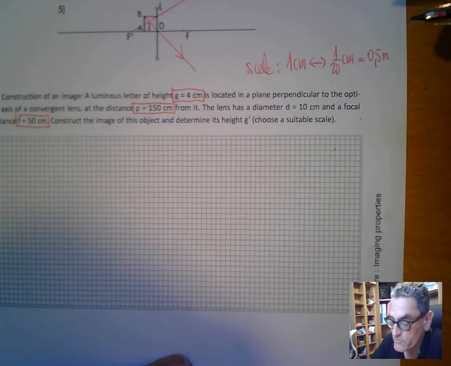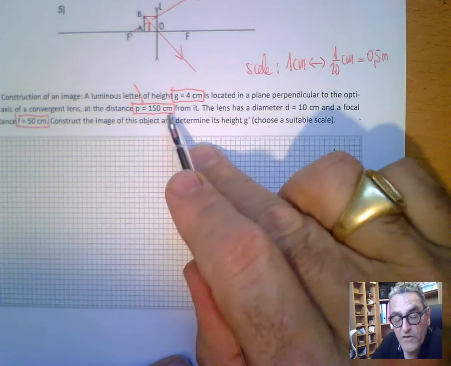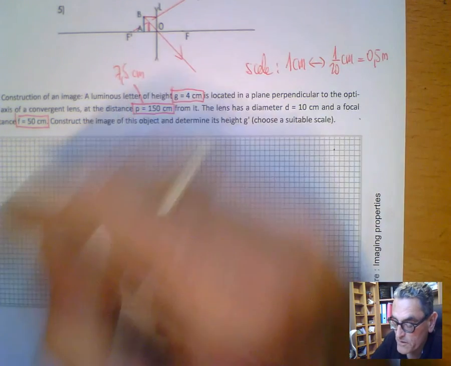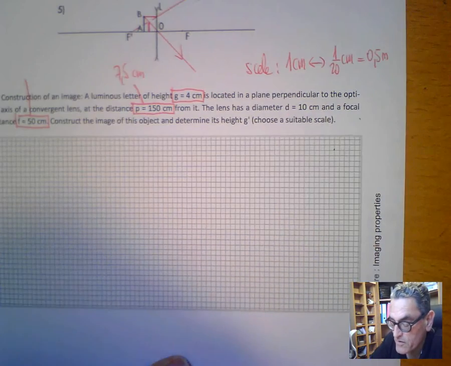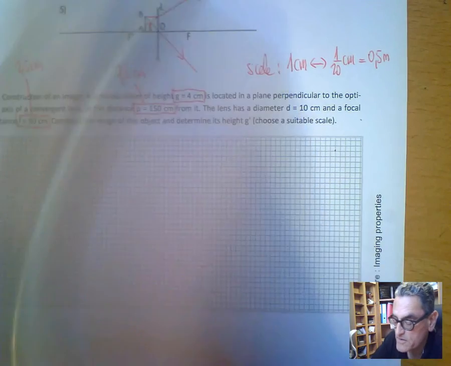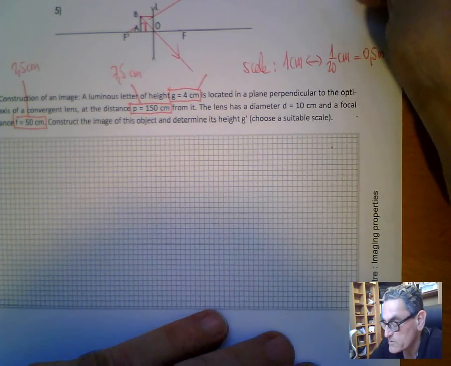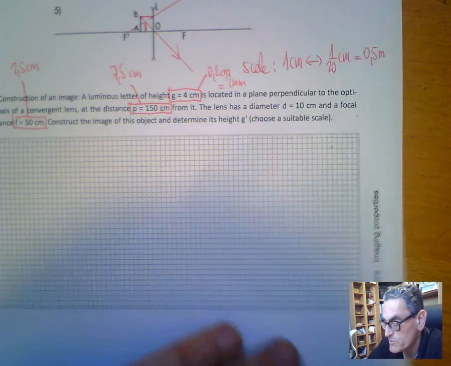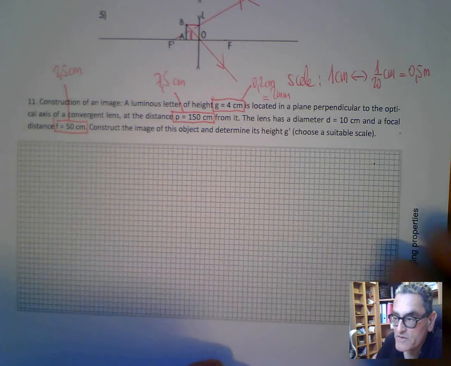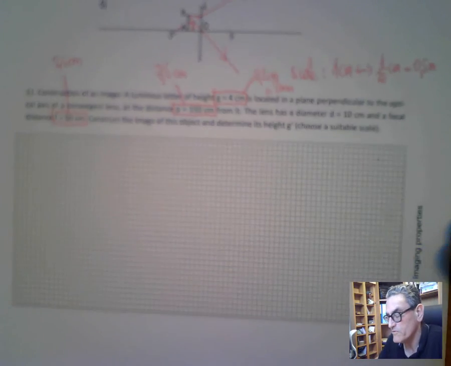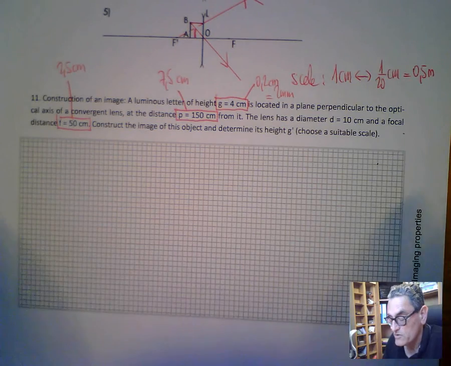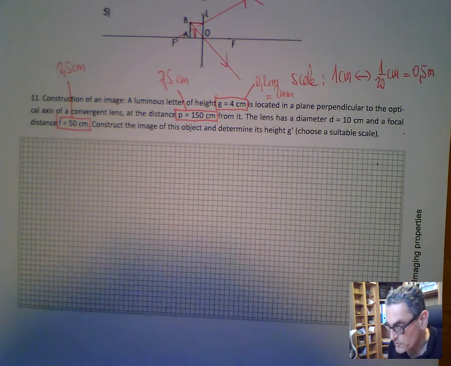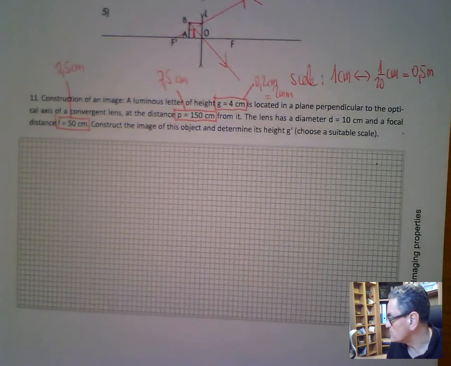Okay, so what happens if we divide all this by 20? The 150 centimeters become 7.5 centimeters. The 50 centimeters become 2.5 centimeters. And the 4 centimeters become 0.2 centimeters, which is equal to 2 millimeters. Okay? This is a preparation work you need to do. You need to represent your system with a scale which is convenient. Right? Good.